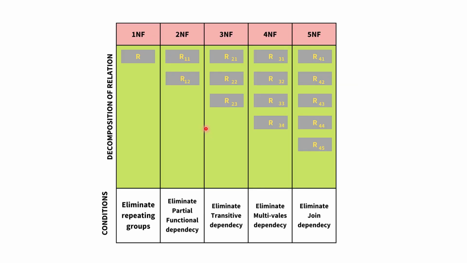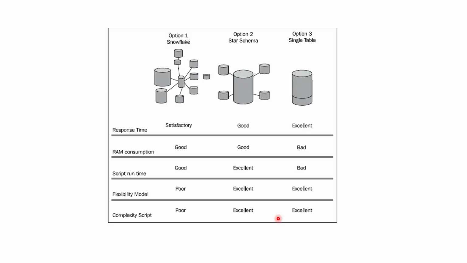So what do you mean by normalization? There are different forms: first normal form, second, third, fourth and fifth. In first normal form we need to eliminate the repeating groups, like first name and last name should be separated if they have been taken in a single column. In the second normal form we eliminate the partial functional dependency, and it goes on like that. So you can read it.